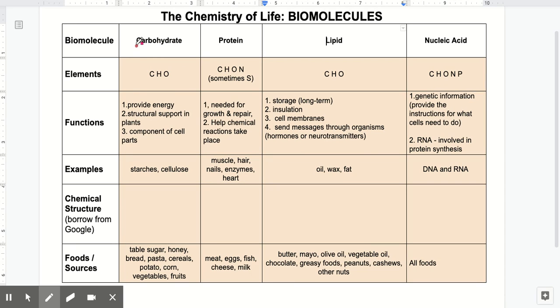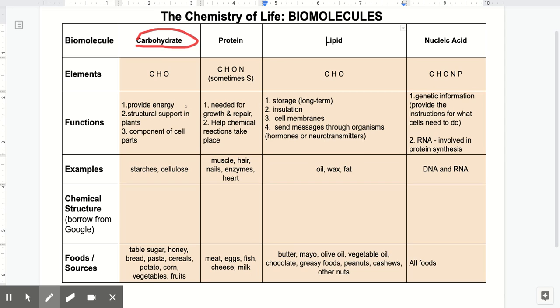So we're going to start talking about carbohydrates and go through the chart. You want to double check your chart as you're watching this video. Carbohydrates are made of the elements carbon, hydrogen, and oxygen. So the C stands for carbon, H for hydrogen, O for oxygen. They provide quick energy, structural support in plants, and they also make up additional cell parts. Some examples would be starches and cellulose.